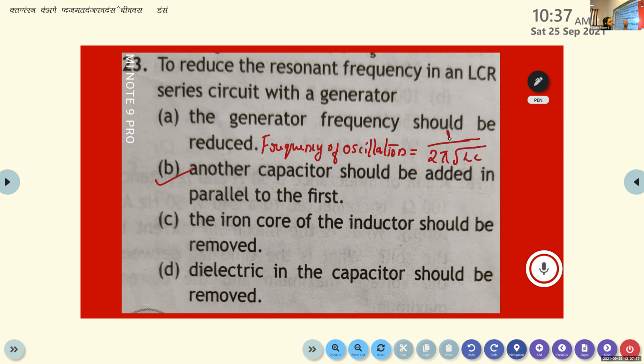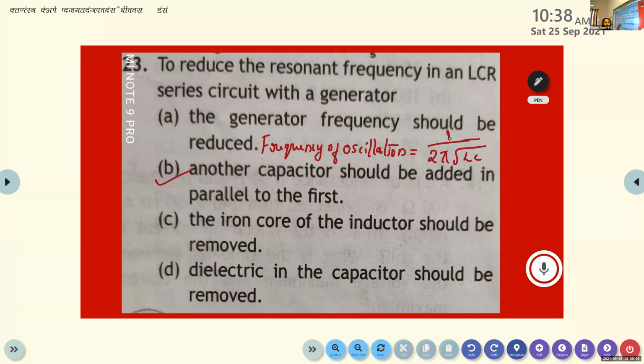So from this equation, it is clear that the frequency and the capacitance of a capacitor are inversely proportional to each other. Here we have two ways to reduce the frequency of oscillation, that is, the resonant frequency. One way is to either increase the value of inductance or increase the value of capacitance. Both the inductance and the capacitance are inversely proportional to the frequency of oscillation, that is the resonant frequency.